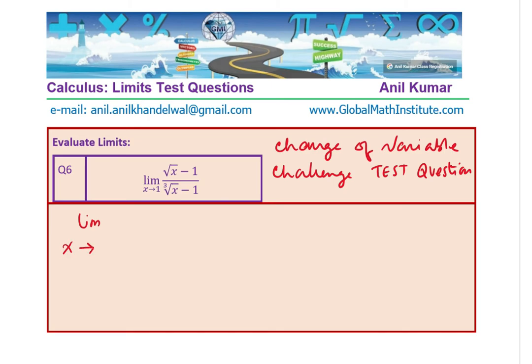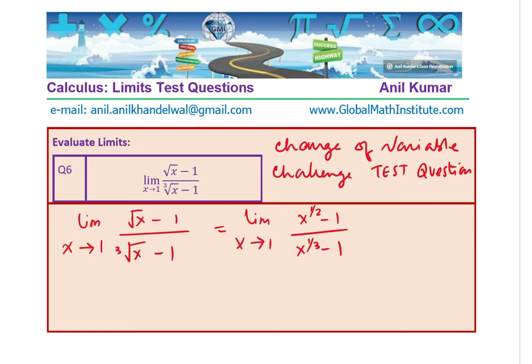x approaches 1, and we have square root of x minus 1 over cube root of x minus 1. Now, some of you may think like this. We are given limit x approaches 1, in the numerator x is to the power of half, and in the denominator x is to the power of 1/3. Now how can I change the variable to really solve this question?